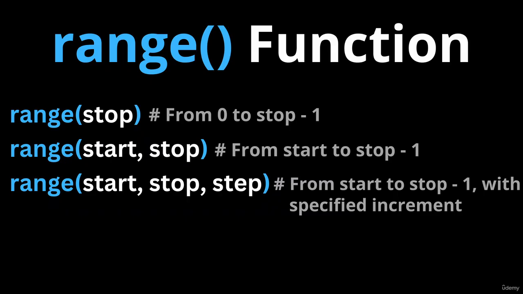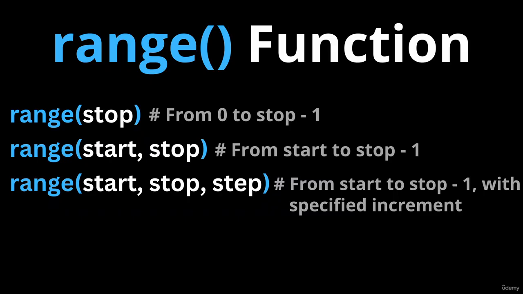Alright, so the third form of the range function is providing three inputs. The first input stands for start, the second input stands for stop point, and the third input stands for step. The step is the amount of increment between each number in the generated sequence.